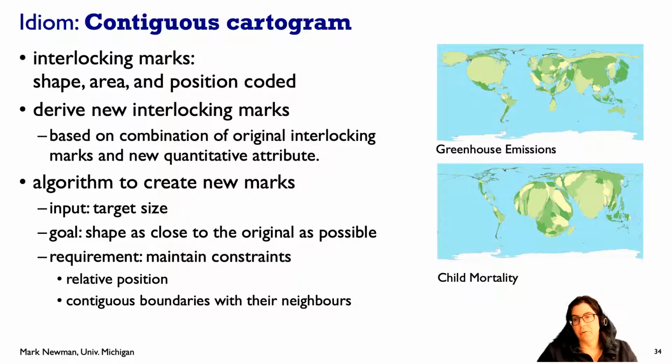Here's another few examples: greenhouse emissions, child mortality, right? So we're seeing these very, very different distortions of the familiar shapes.